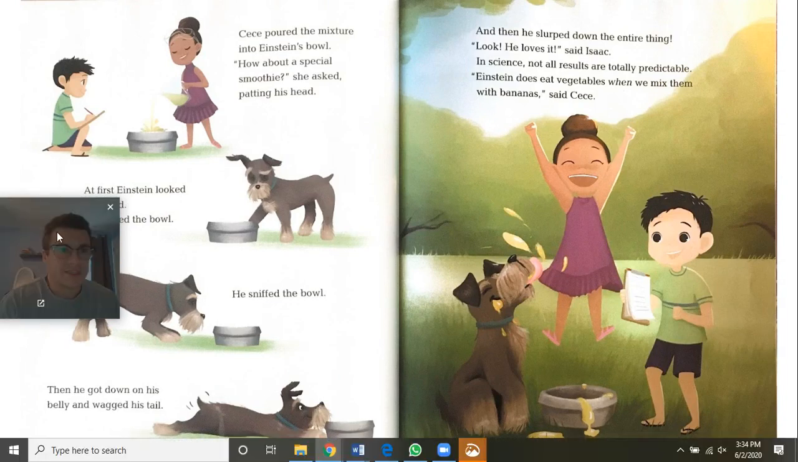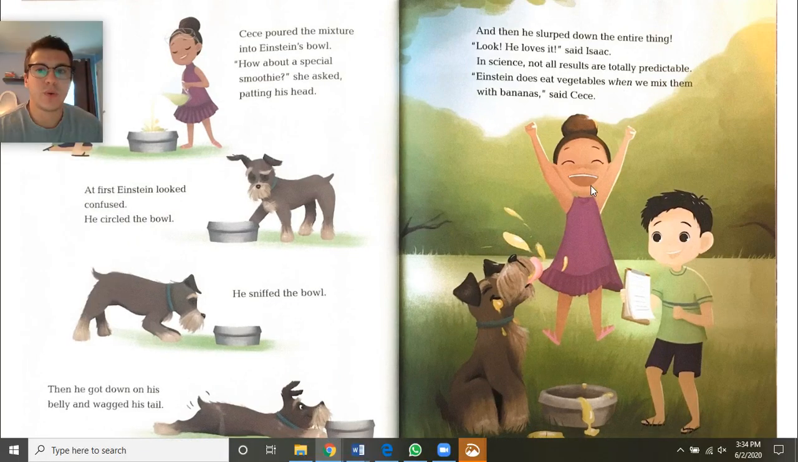"All right, let's see." Cece poured the mixture into Einstein's bowl. "How about a special smoothie?" she said, patting his head. At first, Einstein looked confused. He circled the bowl. He sniffed the bowl. Then he got down on his belly and wagged his tail. And then he slurped down the entire thing. "Look, he loves it," said Isaac.